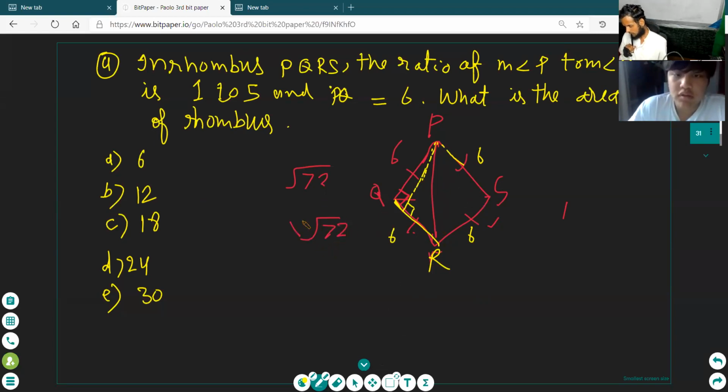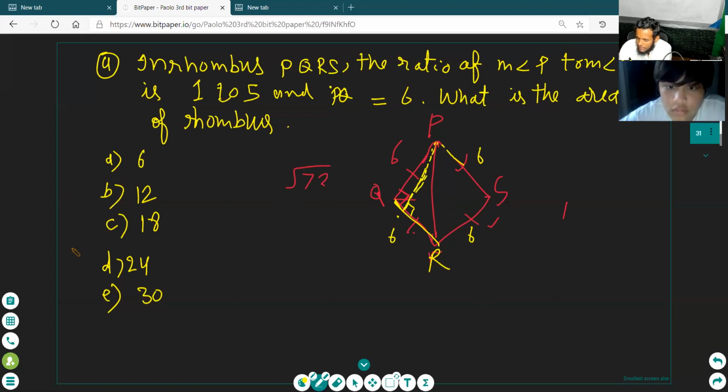So 72 times 6. Simplify it. Follow, you are doing wrong, okay? First find the angle. We need the angle, okay? We will do it as this. Yeah, we will solve this. This is our h, okay? This is our h. Clear or not clear?